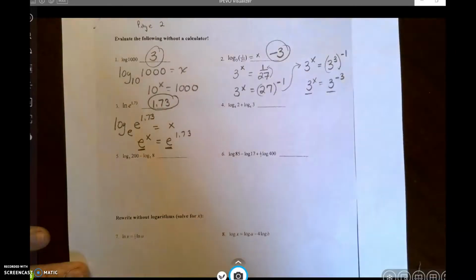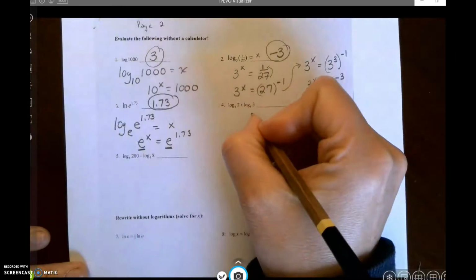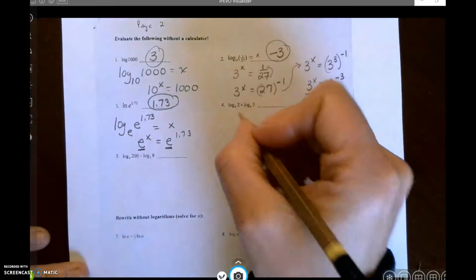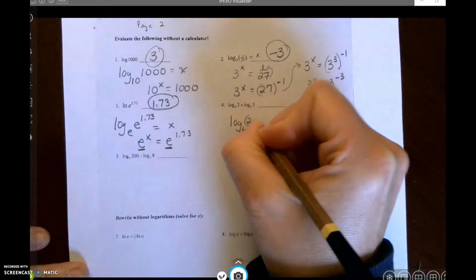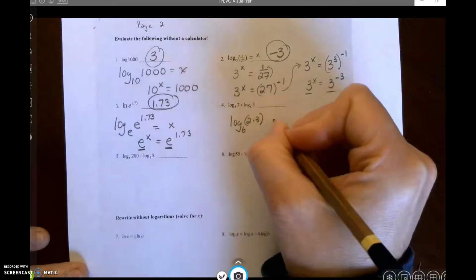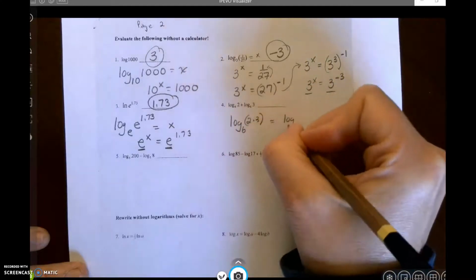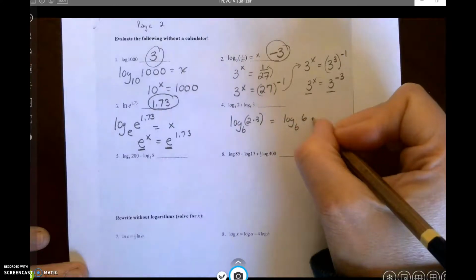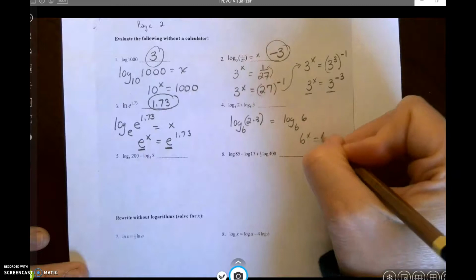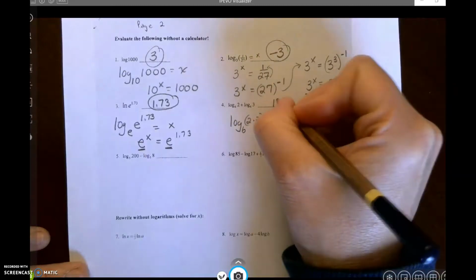Let's see, log base 6 of 2 plus log base 6 of 3. Addition means multiplication when they have the same base, so 2 times 3. This is going to be log base 6 of 6. Well, 6 to what power equals 6? Just to the first.